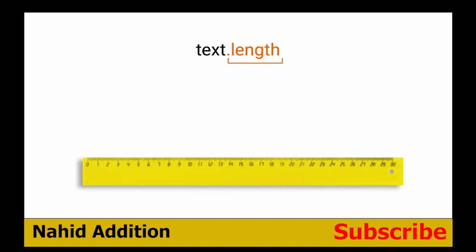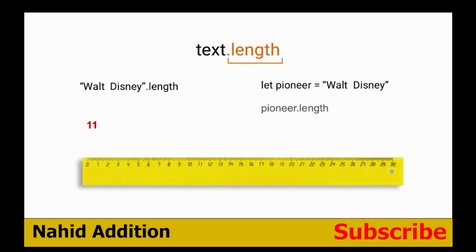So if we use this on our Walt Disney example, what are we going to get? Well, let's count it. Walt consists of 4 letters, then we have a space, and then Disney is 6 letters. So all in all, we have 11. We'll get the same number if we did it to a variable. That is, we can write Pioneer, length, and we'll get 11 as well.